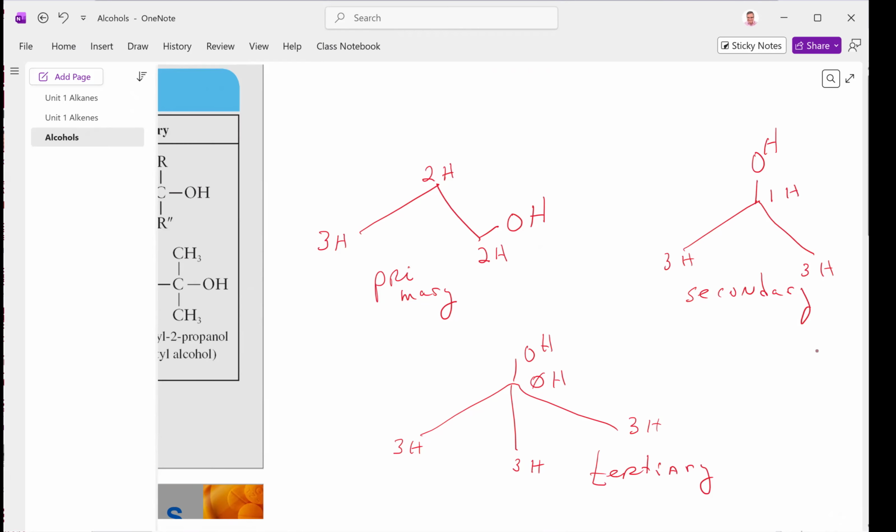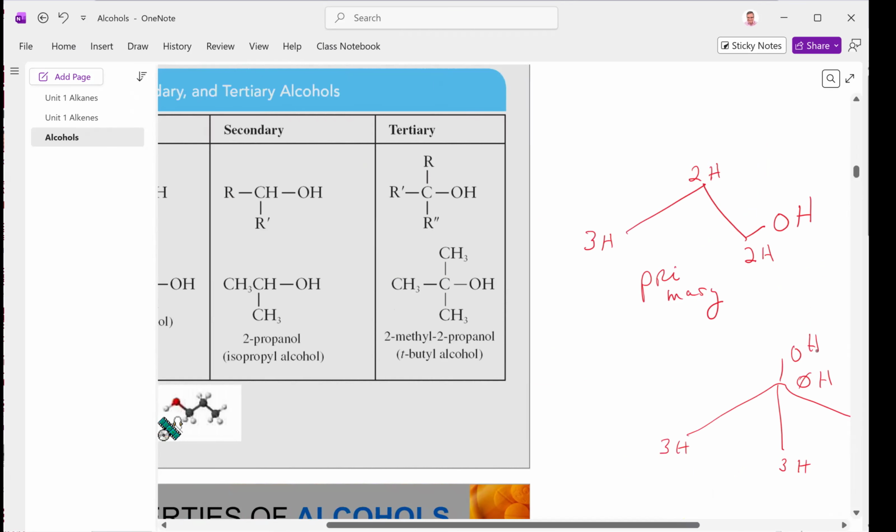Now, if you remember from 305, oxidation is the loss of electrons. In organic chemistry, instead of electrons, we talk about hydrogens. So oxidation is the loss of hydrogens in OChem. All right.